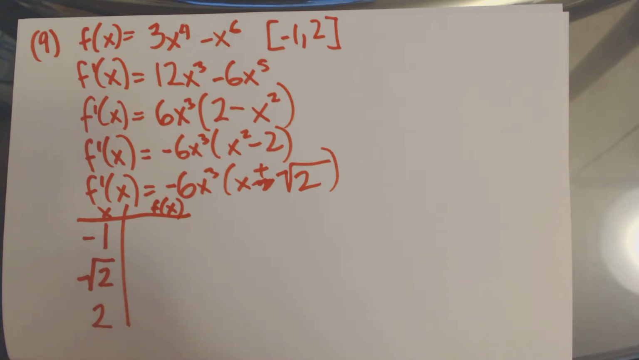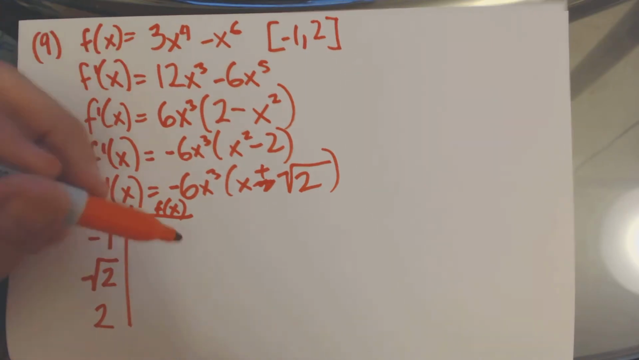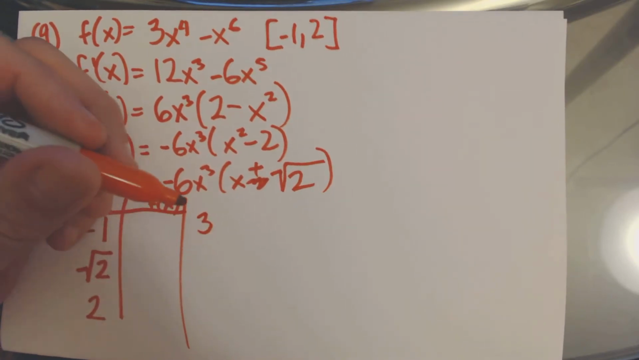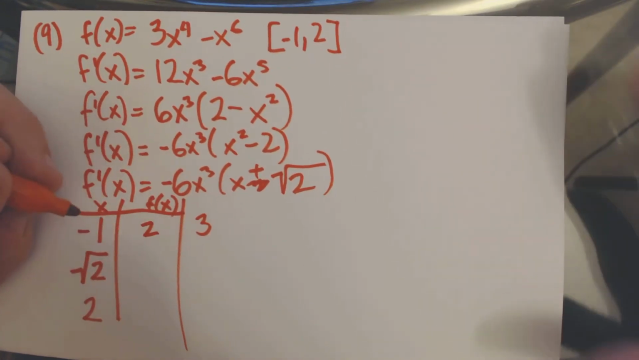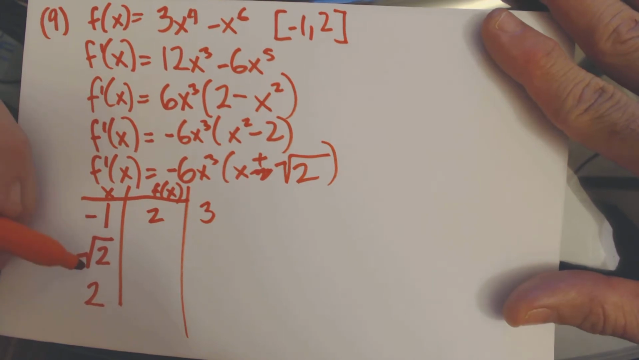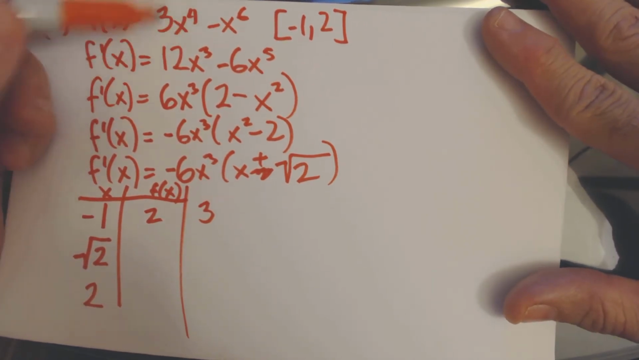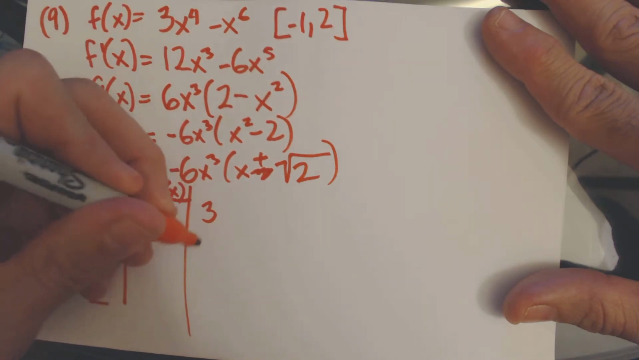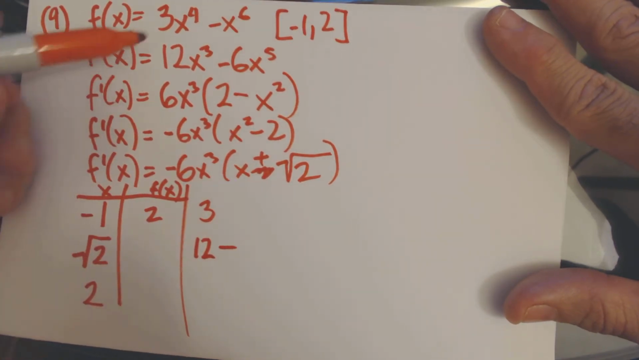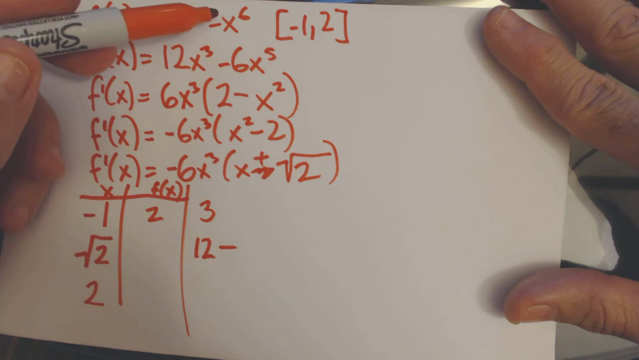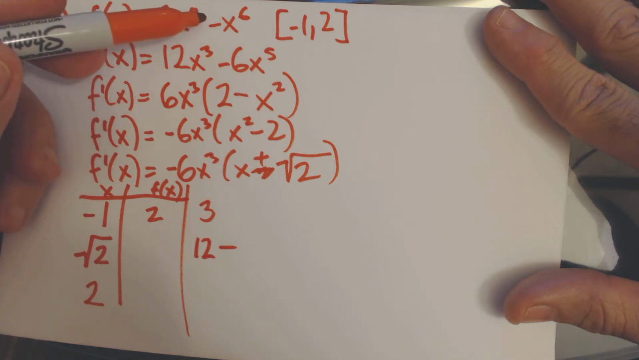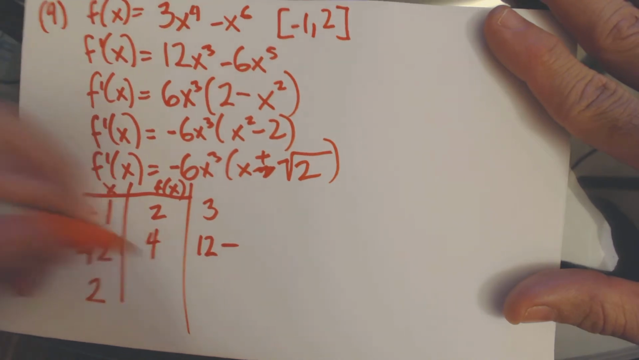So for negative 1, we have negative 1 to the 4th power is just 1, times 3. So we have 3 minus 1, which is 2. Then we have the square root of 2 to the 4th power. That's going to give us 4 times 3 is 12, minus 2 times 2 times 2, basically, which is 8. So that's going to give us 4.